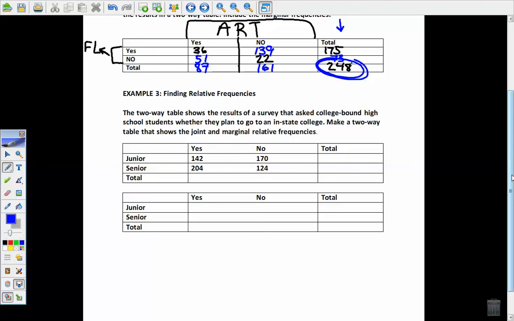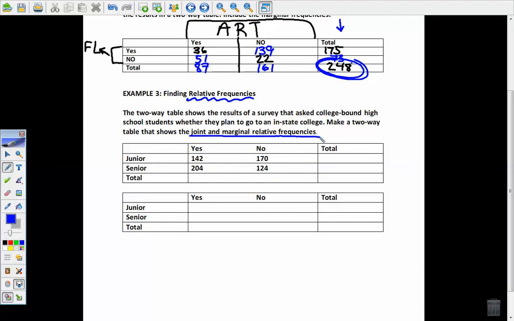Example 3 might be where things start to get a little goofy for you. All right? This is where things start talking about finding relative frequencies. I'm going to underline a phrase right here. You might want to do that before I read this. This is what this is about, and I'm going to give you a shortcut to this.